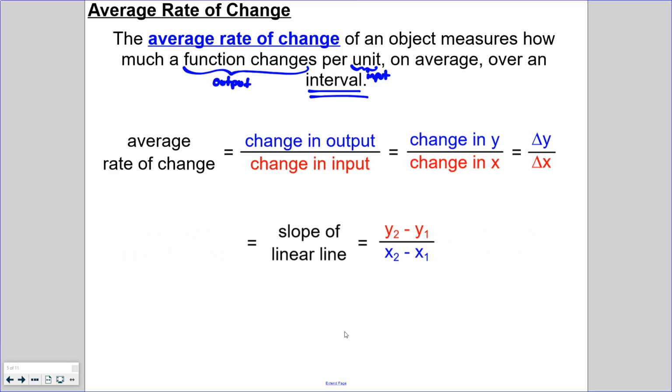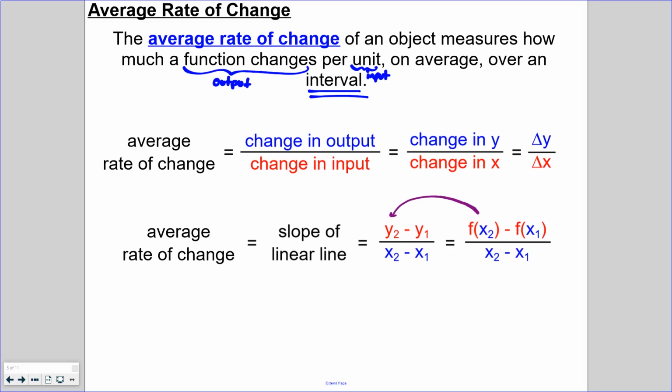So, in addition to the average rate of change representing the change in y over the change in x, we can also say that the average rate of change is equal to the slope of a linear line, which is y2 minus y1 over x2 minus x1. Now, if we want to be a little bit more precise, we could also write our slope formula as f of x sub 2 minus f of x sub 1 all over x sub 2 minus x sub 1. Because remember, f of x sub 2 is just another way of writing y sub 2, and f of x sub 1 is just another way of writing y sub 1. It's just more specific.